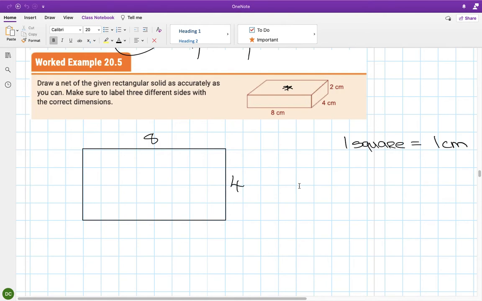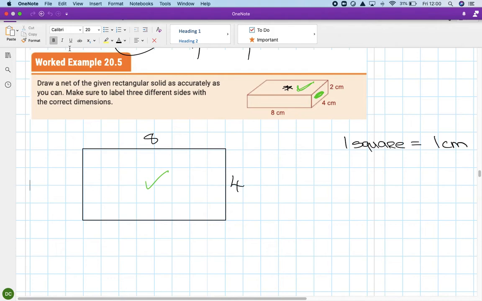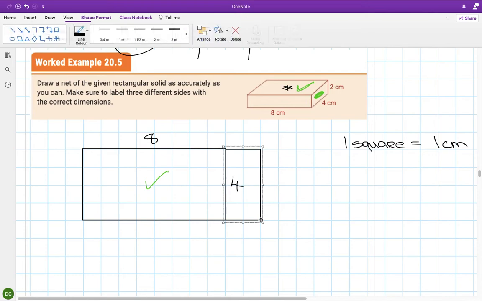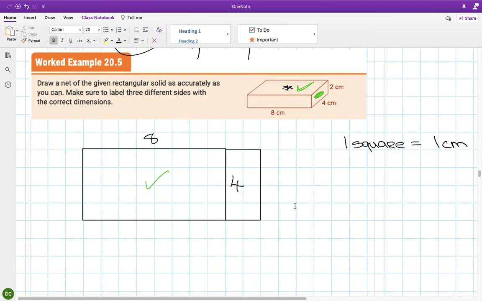Okay. So if you imagine now, I've just drawn that there. So that's that. So this side here, okay, it's going to be 2 centimeters this way and then 4 centimeters down. Make sense?